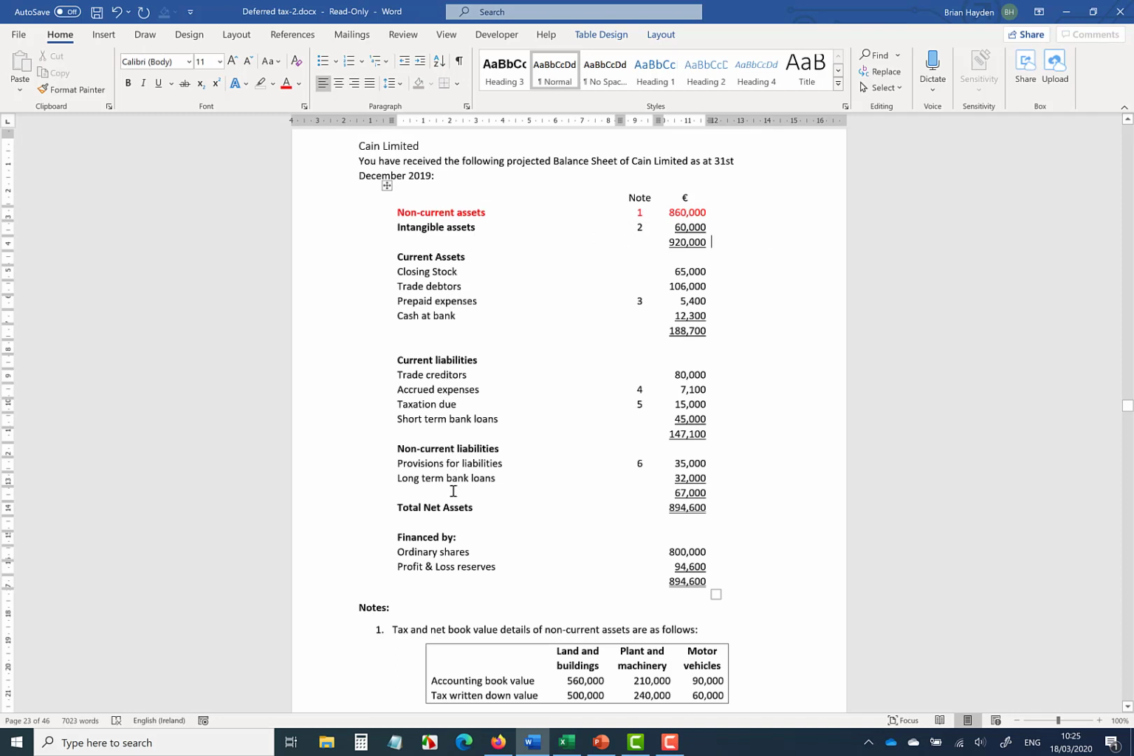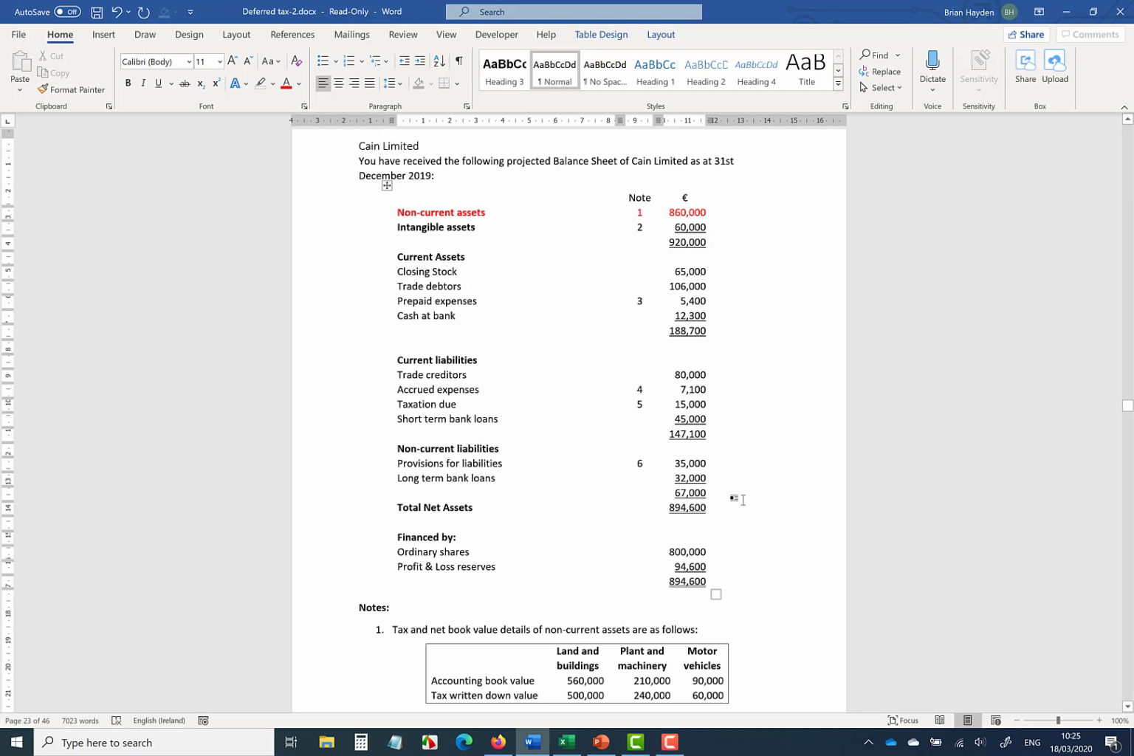So we have the question. We've got our intangible assets, current liabilities, non-current liabilities, total net assets of 894,600. And as you can see, there are a number of notes attaching to many of these items. Of course, these notes are relevant in the context of preparing the deferred tax computation. So the objective of the question at this point is to identify the carrying value and the tax base value of each of these items in the balance sheet.